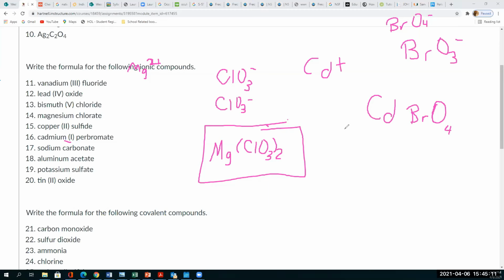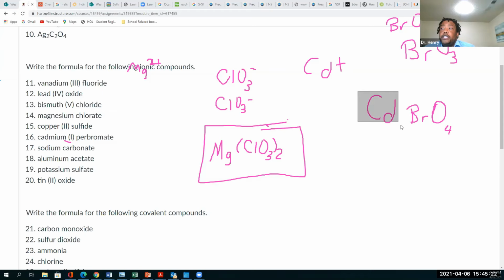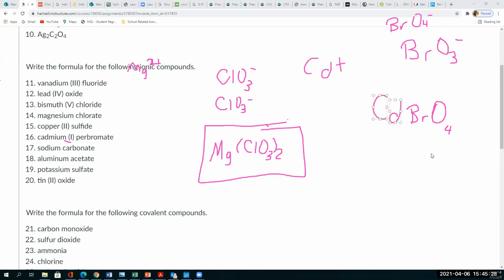Yeah, it's getting a little better. So that one wouldn't need parentheses, would it? I was thinking it might need one with a subscript. Nope, because there's no subscript. Only if there are multiples of the bromate. So the answer is CdBrO4.